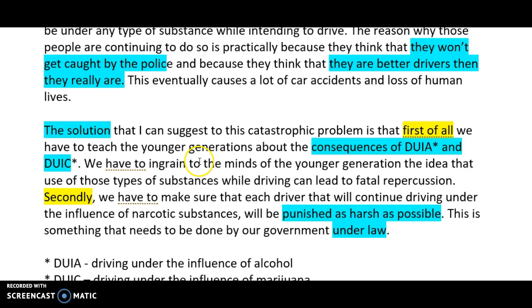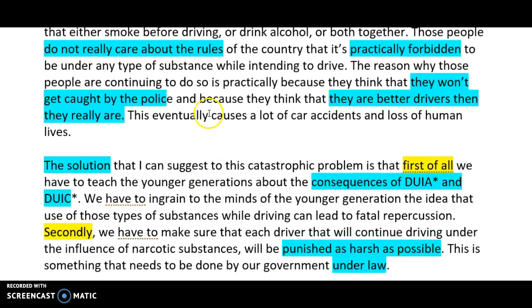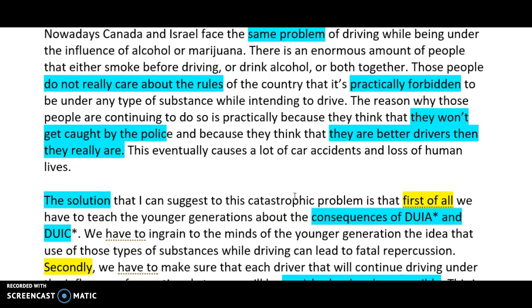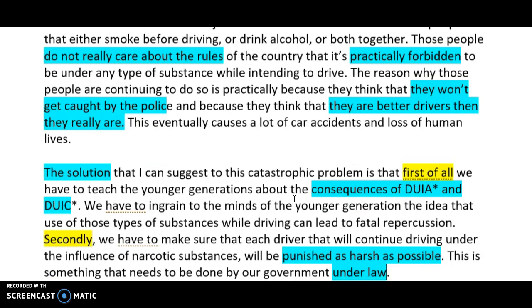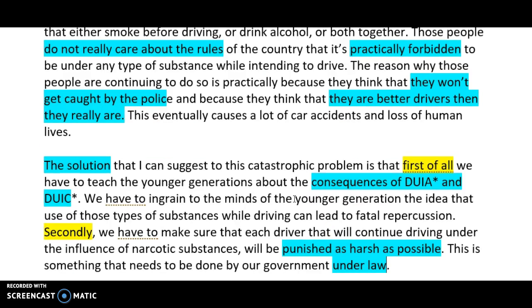What's also very good is that we see the connection between the problem and the solution. In the problem, they talk about how they don't care about the rules. Well, we need to make them understand the consequences. There's a problem of getting caught by the police. Well, if they're punished as harshly as possible under the law, then it might have an impact. So let's sum up: here we've got two very, very good paragraphs. The first describing the problem and the second describing the solution.